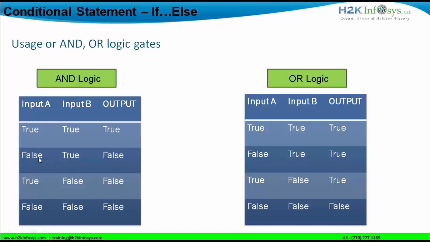So this condition is false. That is why the result is false. So this condition is true. This condition is false. Still the result will be false for AND logic. If both the conditions are false, obviously the end result will be false.